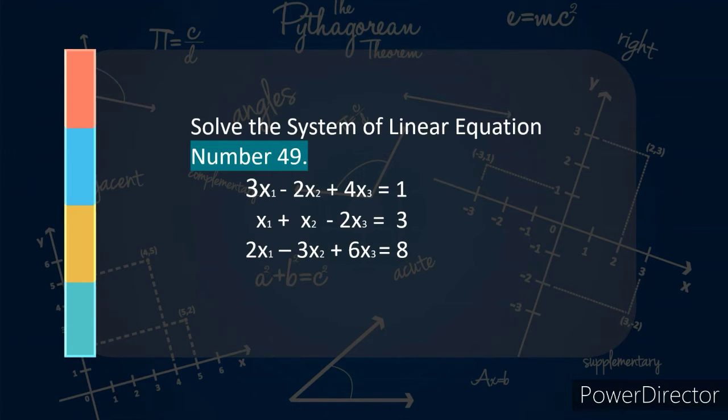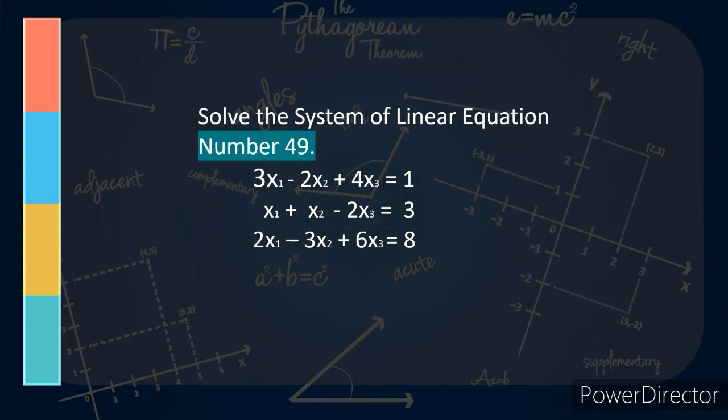The first item we are going to solve is number 49. On this given, we can observe that there are three linear equations and three variables, which are x sub 1, x sub 2, and x sub 3. To solve it, we can use the substitution method or the elimination method. For this given, I choose to do it using the elimination method.